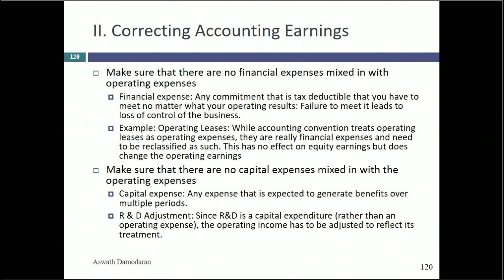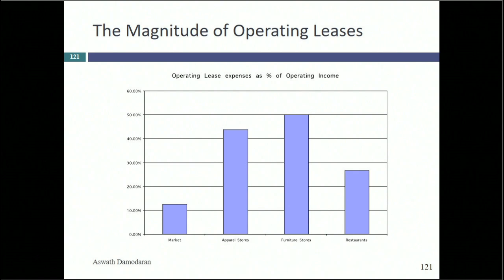So let's start with the lease issue. I don't know how many of you are doing restaurant companies, retailers, airlines. These are businesses where leases are a big expense. How big? A typical apparel store, 42% of its operating expenses are lease expenses. They show up as an operating expense. At least until last year, they show up almost entirely as an operating expense. Furniture stores, almost 50%. Restaurants, almost 30%. The biggest single operating expense is a lease expense.